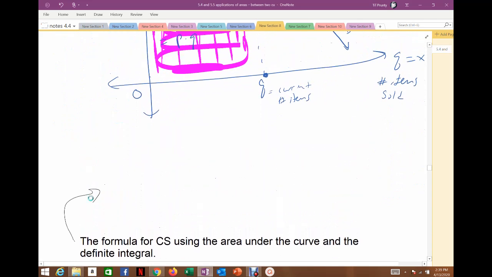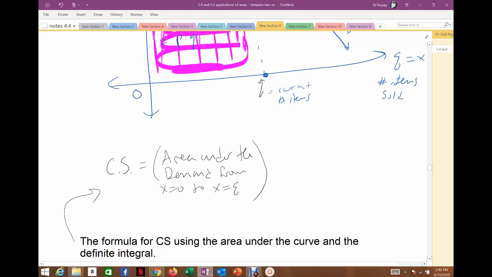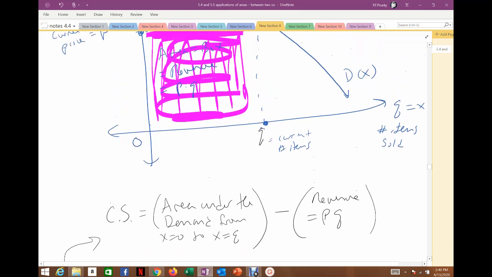So up here, I'm going to write it. My consumer surplus formula in words, it's the area under the demand curve from x equals 0 to x equals our current level of production, this Q amount here. All right, that's our current level of production, minus the revenue. Minus that price times quantity, right? That box area.